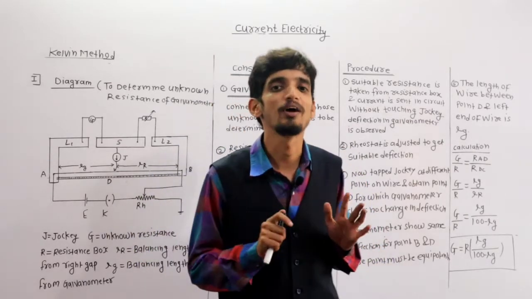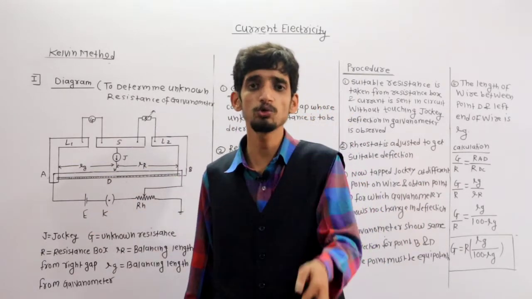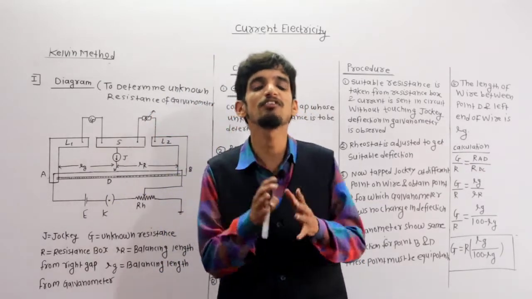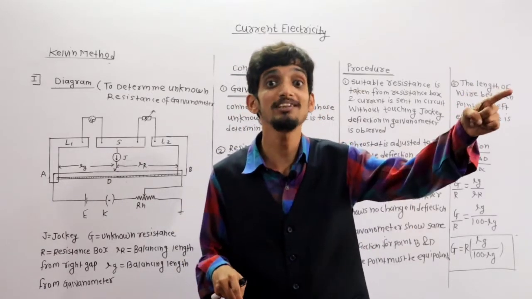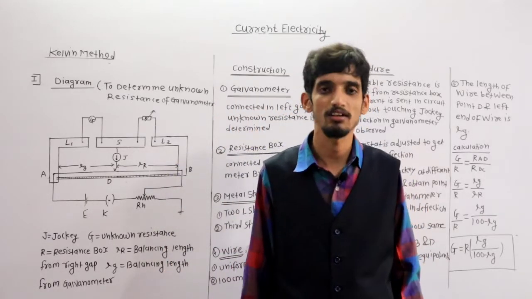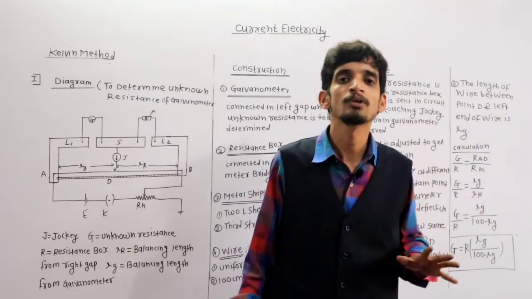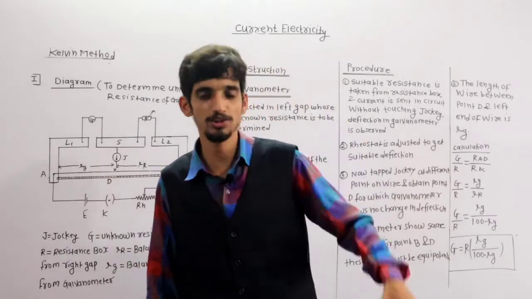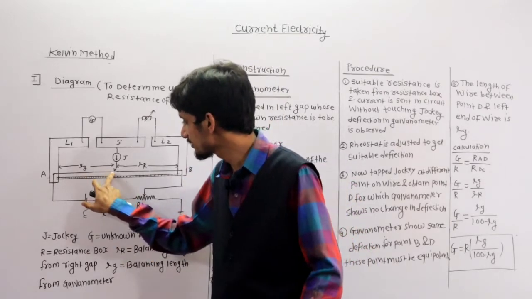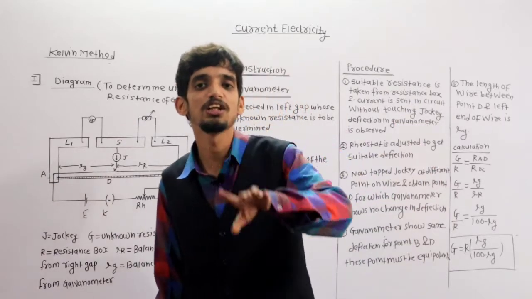Now tap the jockey at different points on the wire and choose a particular point on the wire, which is D, at which the galvanometer shows the same deflection as the previous one, that is, when we started the experiment. Clear? That's why this method is called the equal deflection method. You first set a reference deflection, and then using the jockey you search for the point with the same deflection as the initial one, and note down the reading, the length of the wire between that point D and A, and that length is Lg.